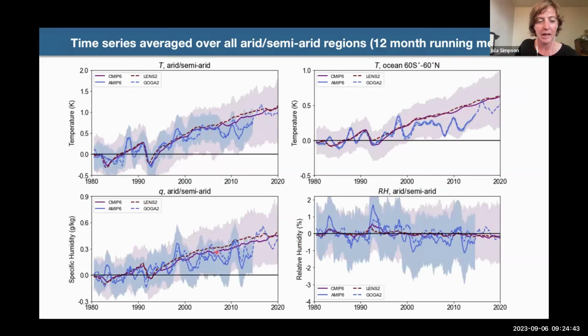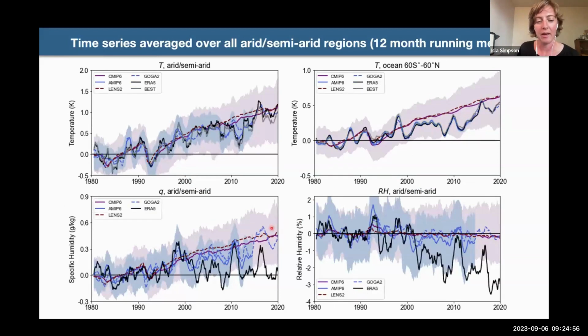Certainly AMIP simulations reduce the warming of the oceans in the hiatus period, and associated with that, you have a stalling of humidity rise, but then it continues after that. And then this is what has been happening in the observation-based data. So even though we're getting our temperature trends pretty close over these regions, the specific humidity has not been rising. And as a result, the relative humidity has been declining a lot more than the models suggest it should have.